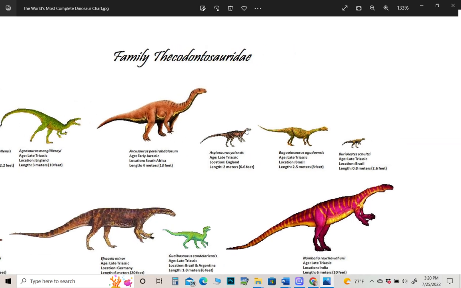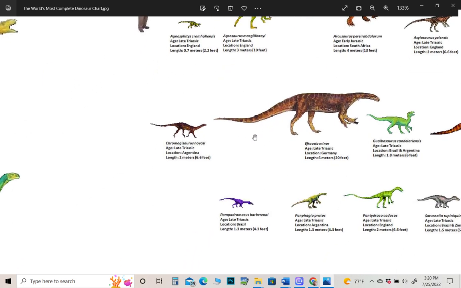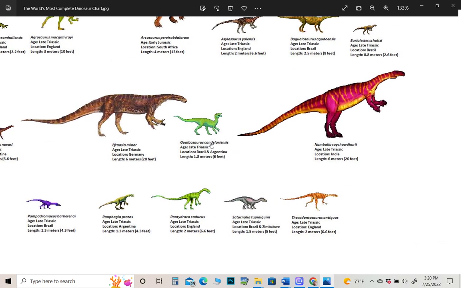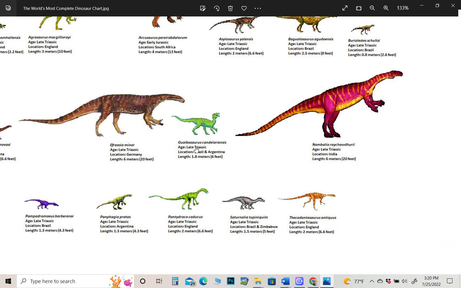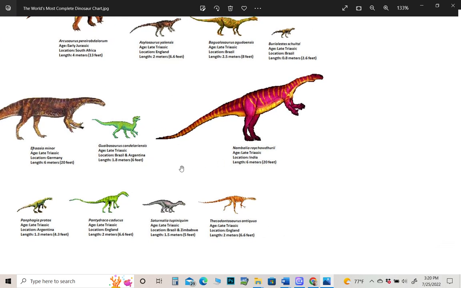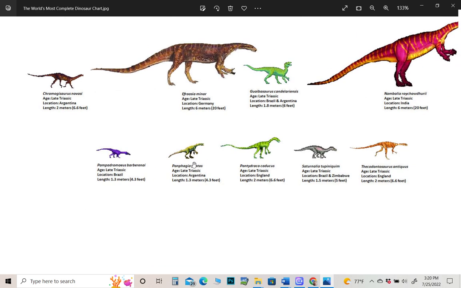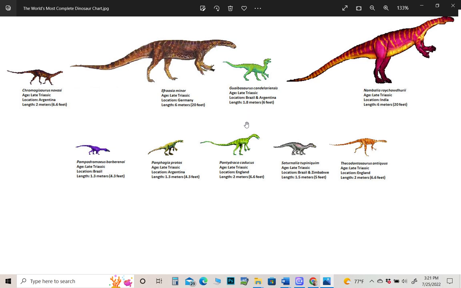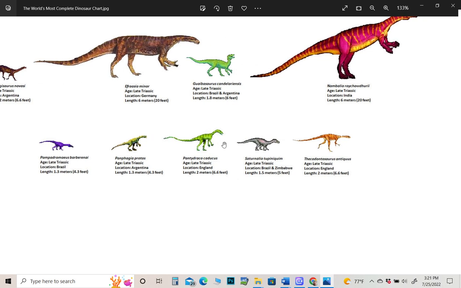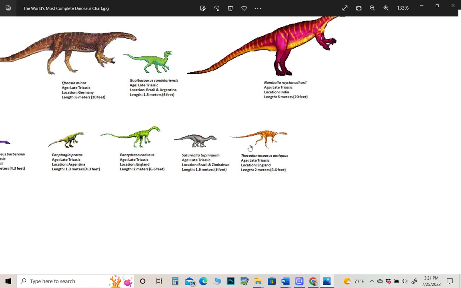Aguerosaurus, Archosaurus, Asilosaurus, Bagualosaurus, Burolestes. Next line, Chromigisaurus, Euphrasia, Guibosaurus, which is the 2nd grouping, called the Guibosaurs, or the 2nd family. Nambalia, Pompodromius, Panphagia protos. By the way, Panphagia is the oldest known sauropodomorph. It just diverged from the basal dinosaurs at the time, which I've kind of included with the theropods, but you can see it has the roughly bipedal plan still. A lot of them do, actually. Pantidraco, Saturnalia, and then Therodontosaurus, which, by the way, was the 4th dinosaur ever discovered.